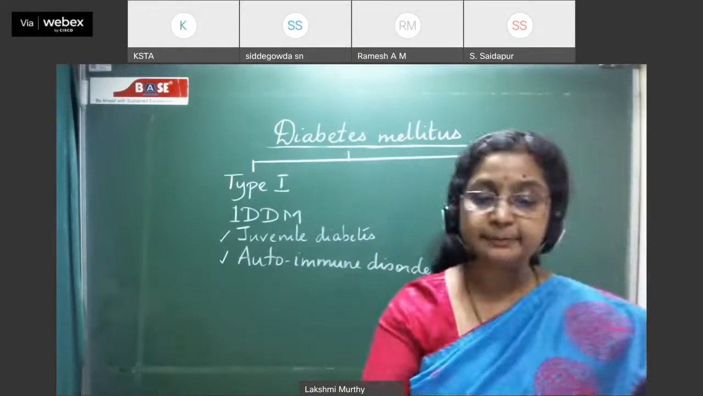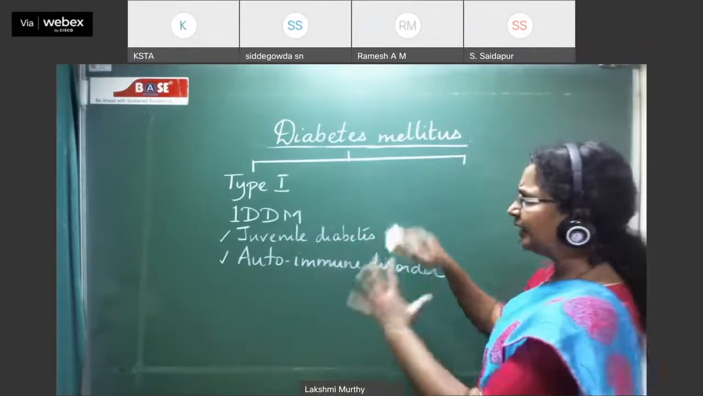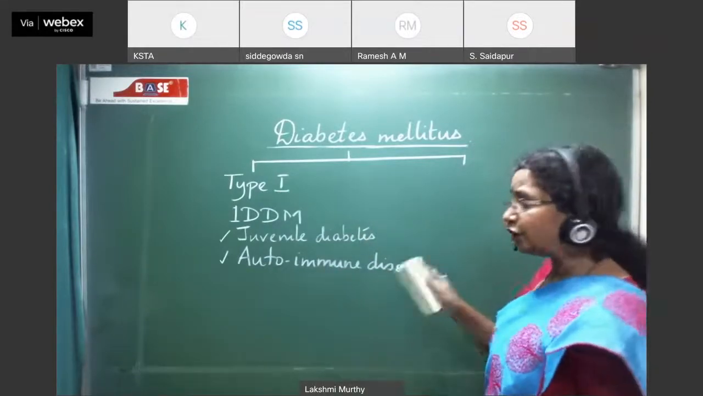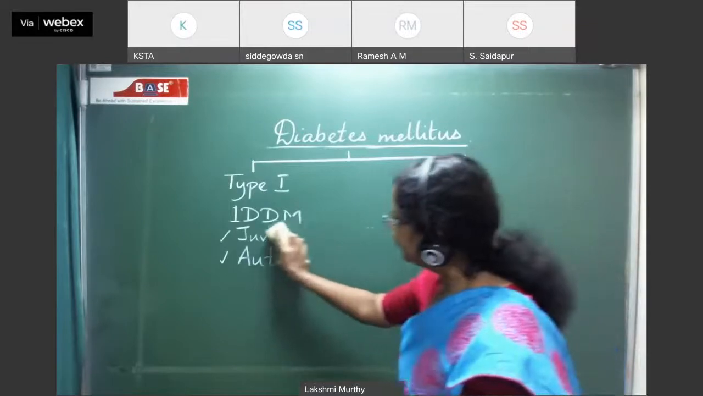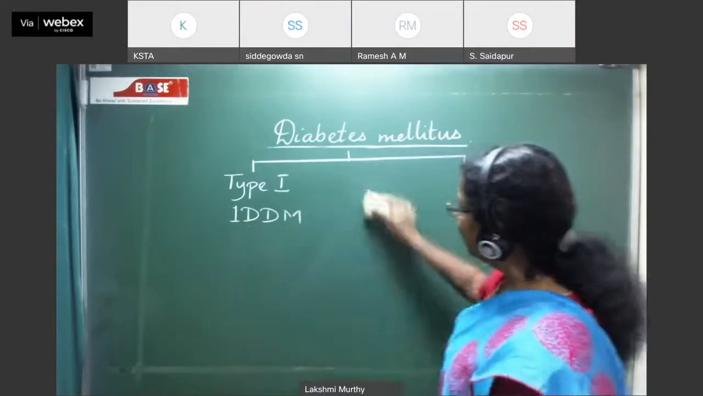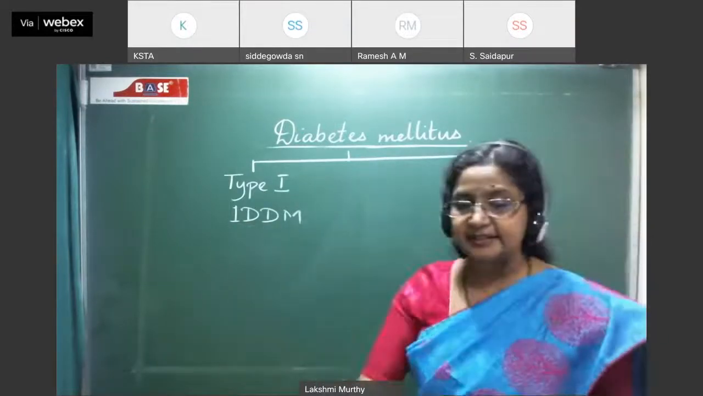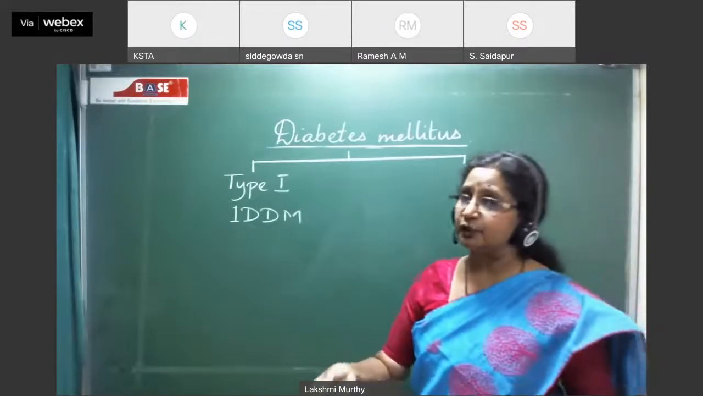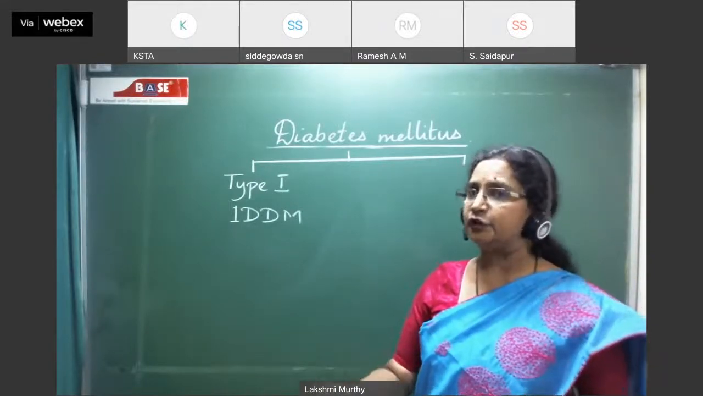So, narrowing down, what we understand here is that basically in IDDM, the person is not going to make insulin or makes less insulin.